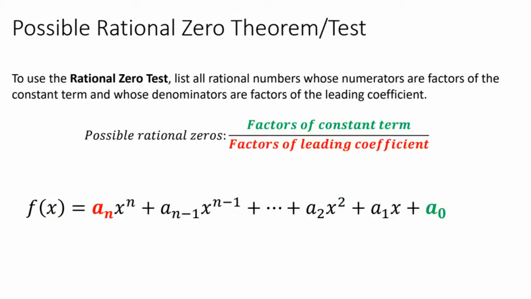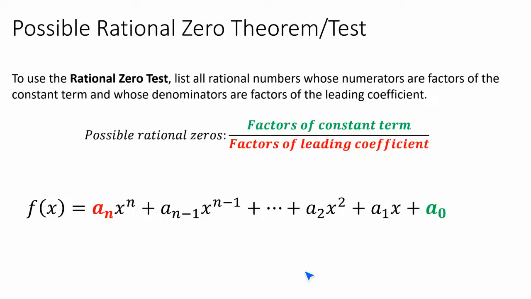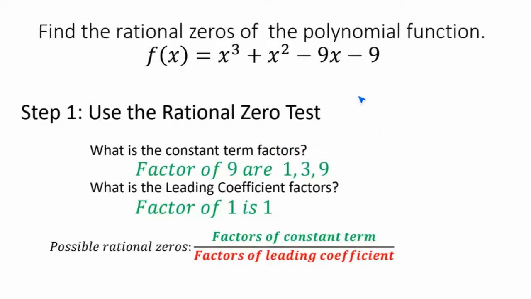Now, another thing that we did in section 2.5 was the possible rational zero theorem test. And this test was used to help us find a list of possible zeros. And so in order to find that list of possible zeros, we were going to look at the factors of the constant term, which is your constant, and then the factors of the leading coefficient. In this case, the leading coefficient is always in front of your variable with the highest degree or the highest exponent. And we were able to use this theorem to help us do problems like this one.